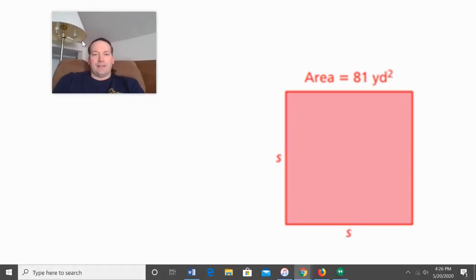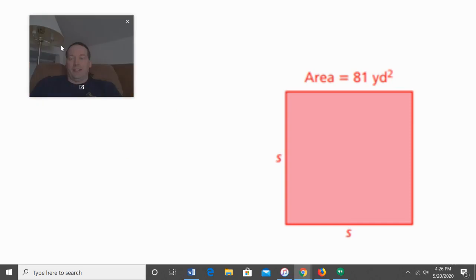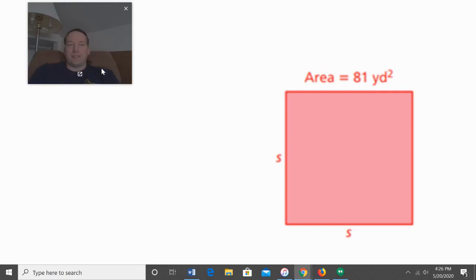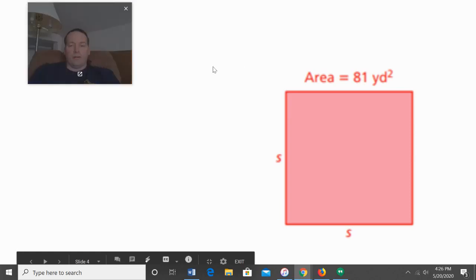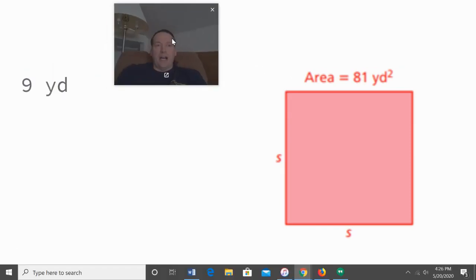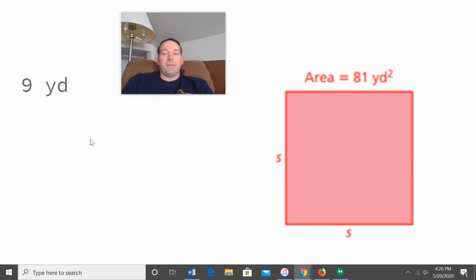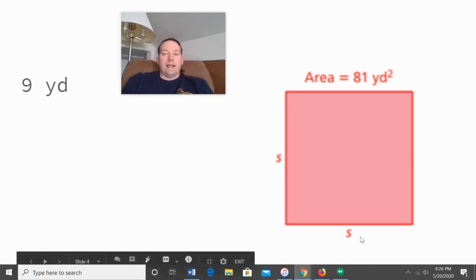So let's just look at this square for a second. And let's say the area of it is 81. So what would each side be? Well, you used to do this in like 4th or 5th grade. And you say, all right, what number do I multiply by itself that will give me 81? Oh, would it be 9? Possibly. So each one of these would be 9 yards.